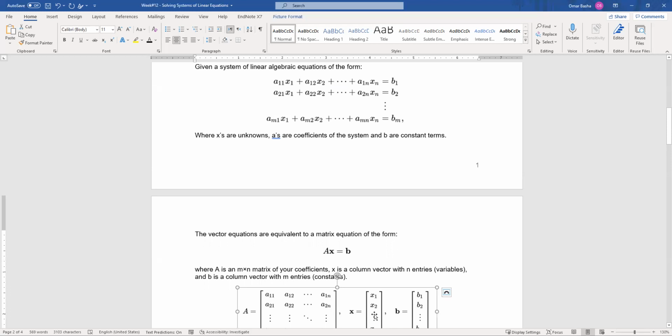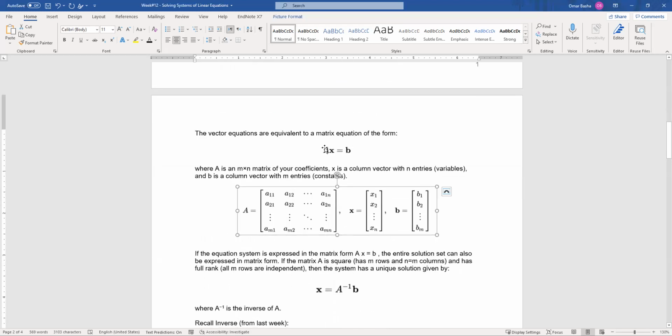Okay, x is just your variables. They could be x1, x2, xn. They could be x, y, z, k, j. It could be a, b, c, d. Whatever, just the variables you're solving for. And b is your constants, which are the numbers on the right-hand side of your system of equations.